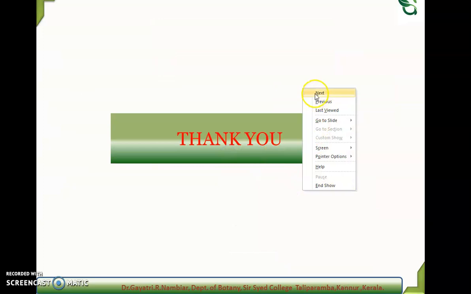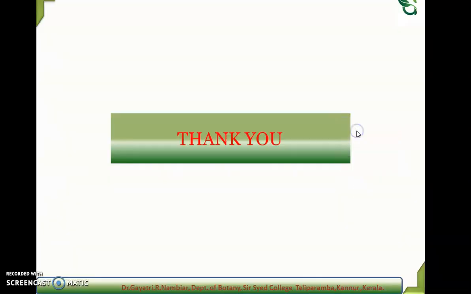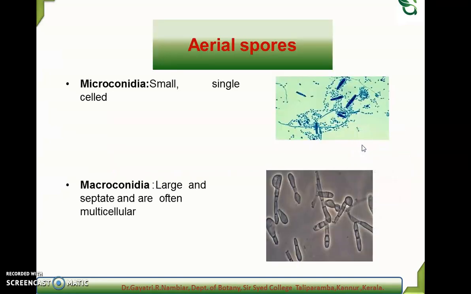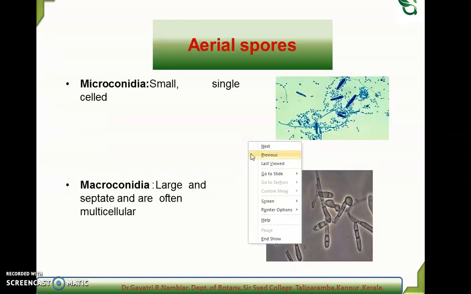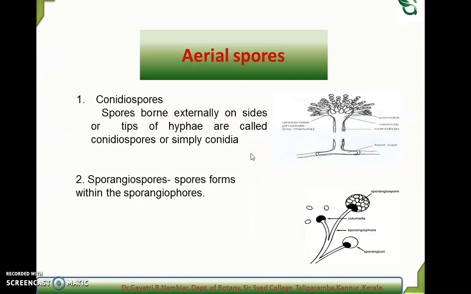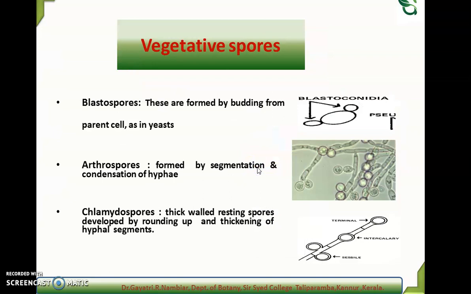So these are the types of asexual reproduction seen in fungi. Sexual reproduction is mainly by ascospores, basidiospores and zygospores, and asexual or vegetative reproduction is mainly by means of vegetative spores as well as aerial spores. Vegetative spores include blastospores, arthrospores, oidia formation, chlamydospores, etc. Aerial spores mainly include the formation of conidia, sporangiospores, microconidia and macroconidia.